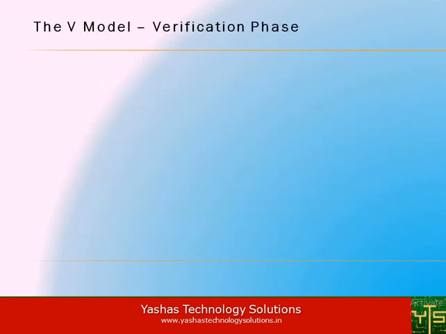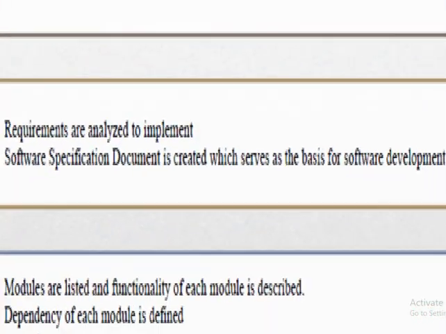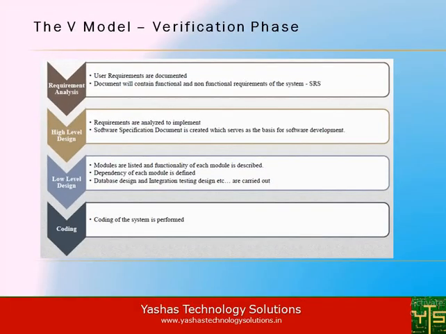Let us understand the verification phase in detail. So the first activity of the verification phase involves requirement analysis, where user requirements are documented. The document will contain the functional and non-functional requirements of the system, which is the SRS.